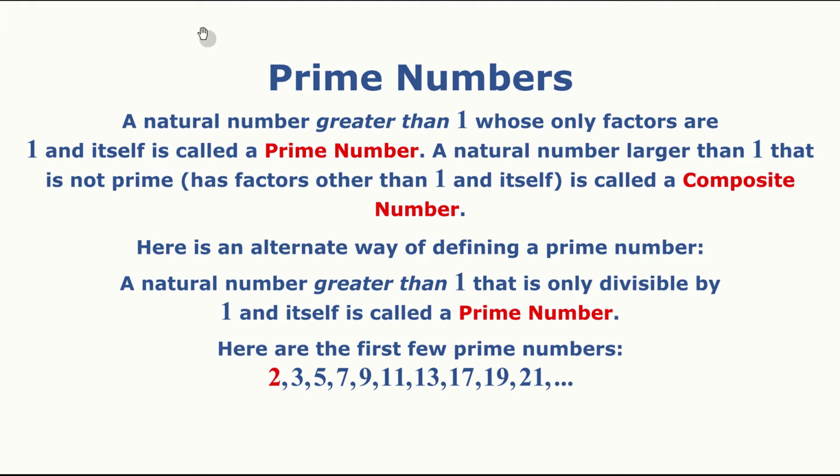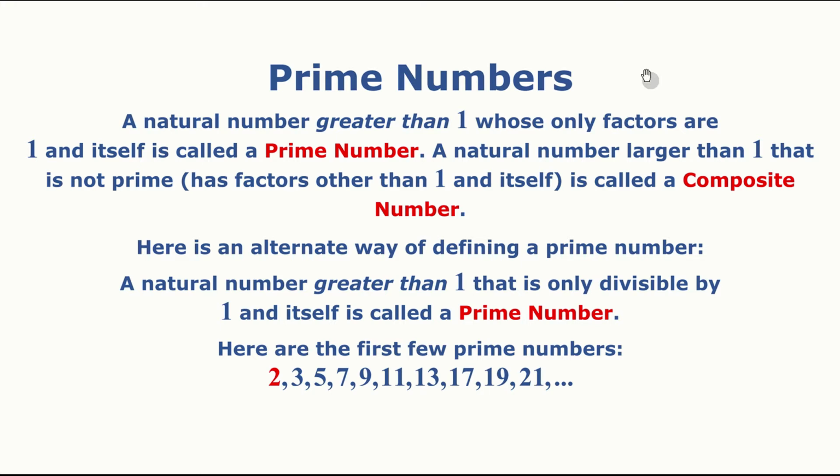One group of numbers that play an important role in what we will be doing the rest of the term is the group of prime numbers. A natural number greater than 1, the key phrase here being greater than 1, because we do not want 1 to be considered prime, whose only factors are 1 and itself, is called a prime number. That means the number is only divisible by 1 and itself.